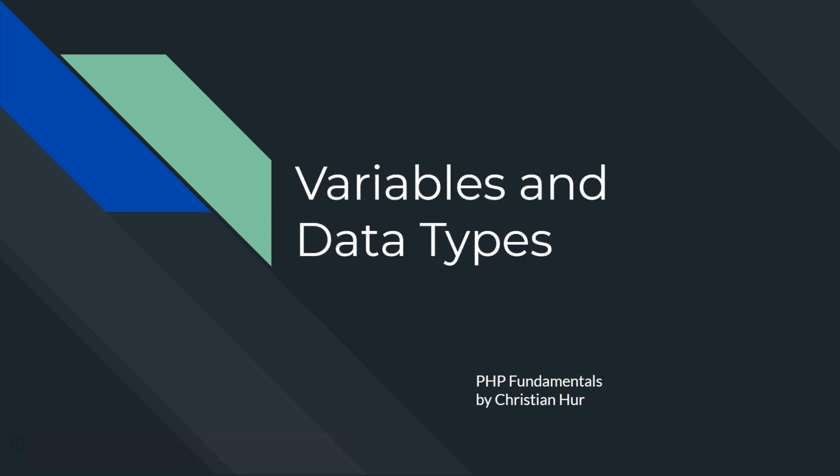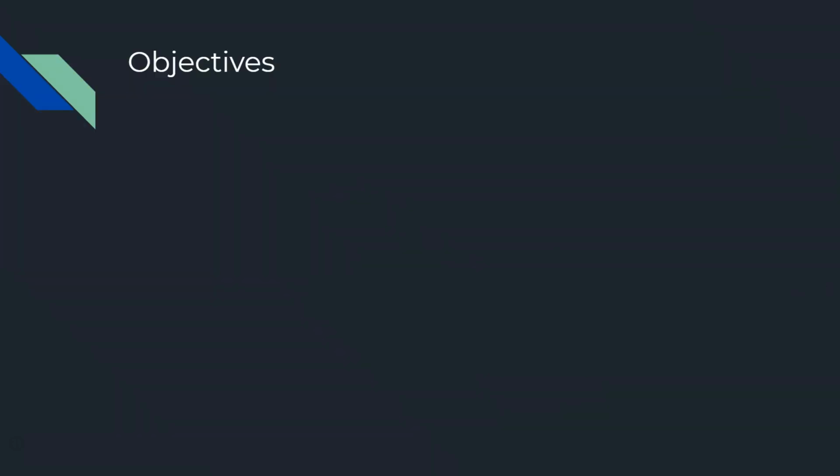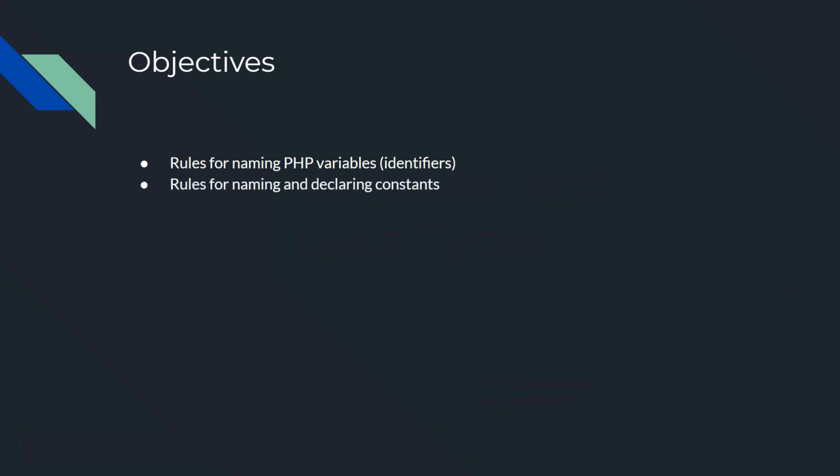In this video, we'll be talking about variables and data types in PHP. Now, there are certain rules that you must follow, in every language, for naming variables, and PHP has its own rules as well. So we'll be going over that. And there are also rules for naming and declaring constants. This is also very different in PHP compared to other languages.